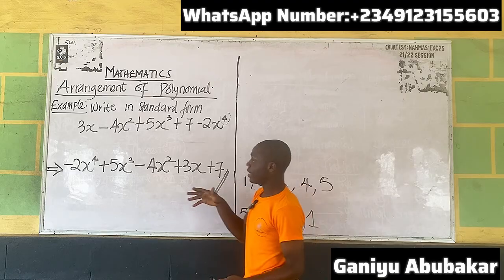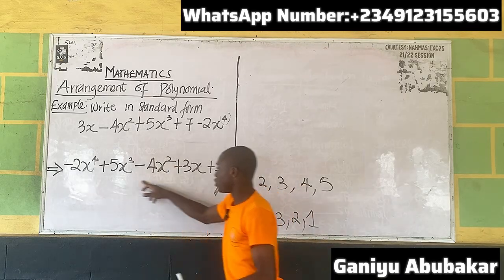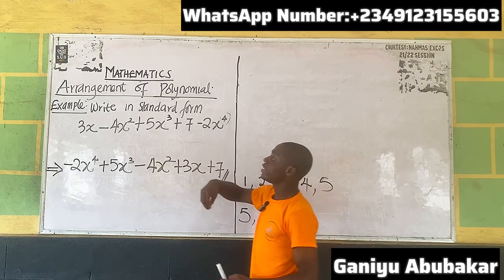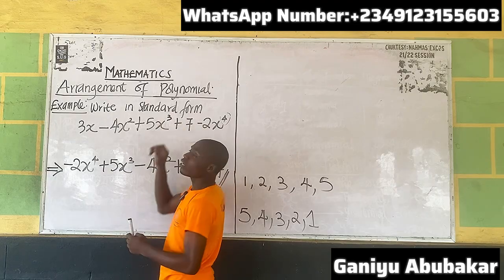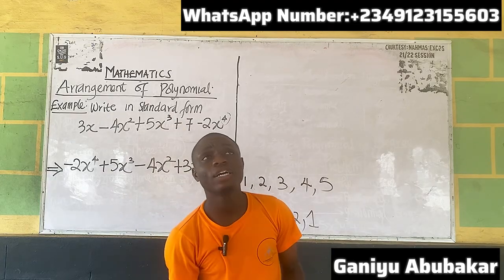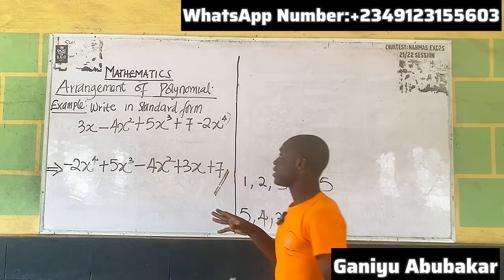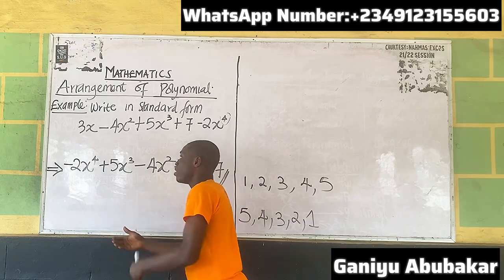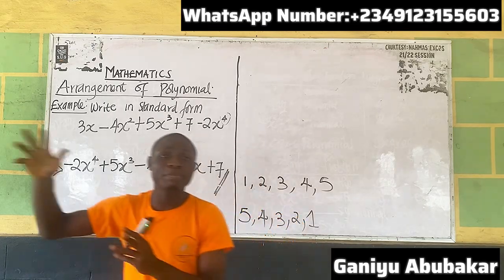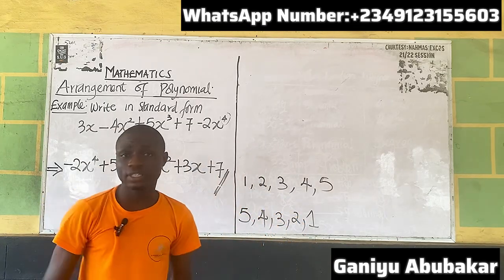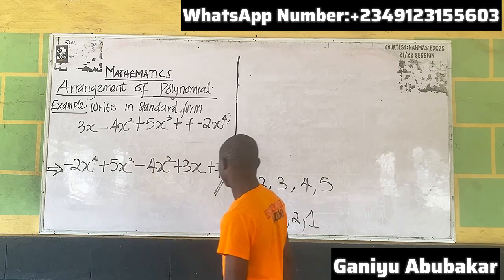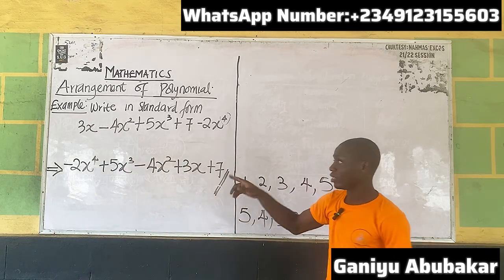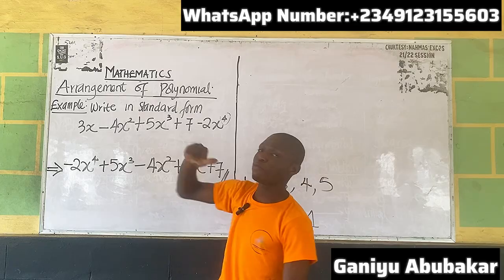So the idea is descending order, as you can see. It's also called standard form. When you see the word standard form in a polynomial, the idea is simple: you are to arrange the terms, starting from the biggest term to the smallest term, as shown on the board. So at this point, let's move further.